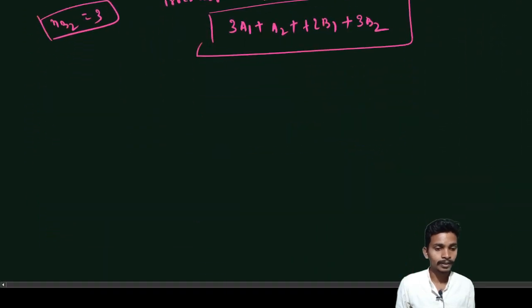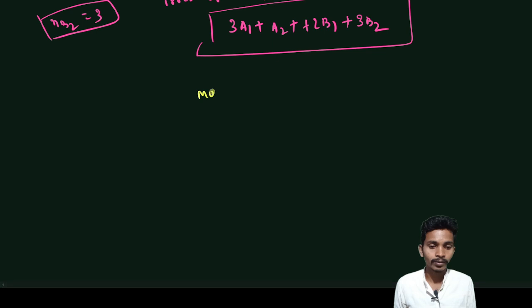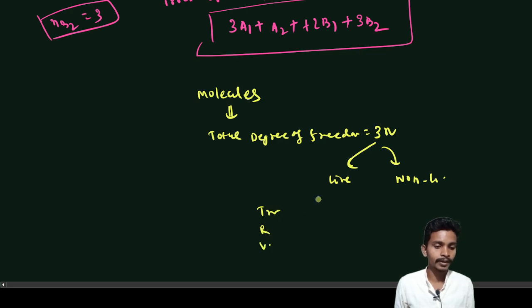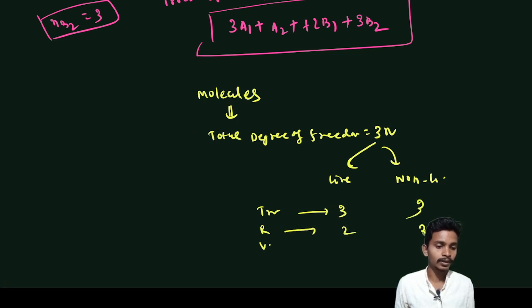So now what we have seen, that we have said that for any molecule, the total degrees of freedom is 3n, and here we will say linear and non-linear, and this is translational, rotational and vibrational. Translation we say 3, here also 3, rotational here 2, here 3, and vibrational we say 3n minus 5 and 3n minus 6.